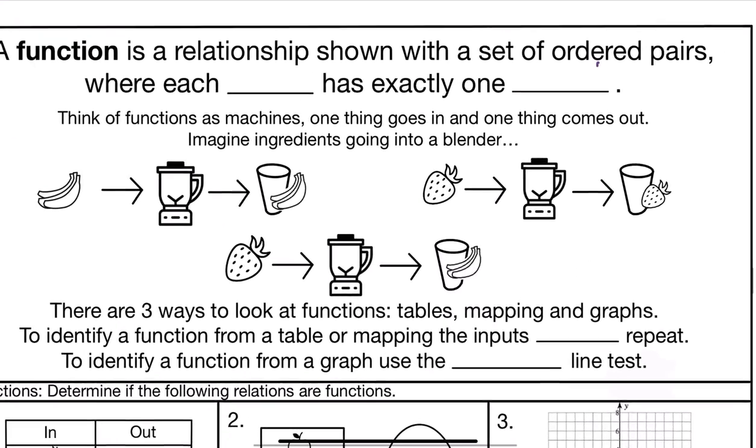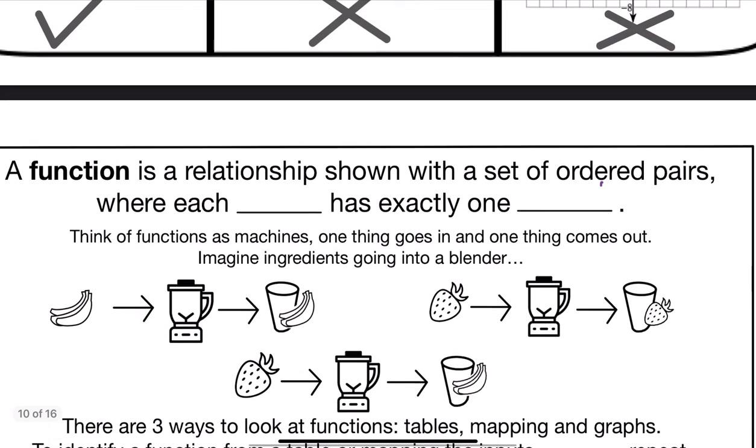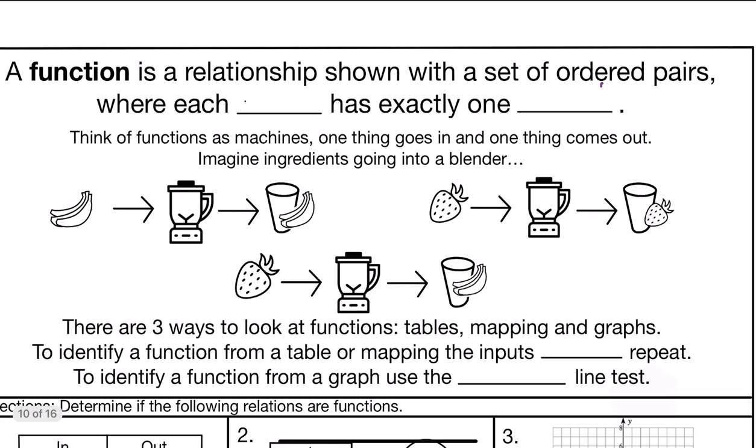On the inside, we have our definition. A function is a relationship shown with a set of ordered pairs, where each input has exactly one output. So, think of functions as machines. One thing goes in and one thing comes out. That's it. One in, one out.